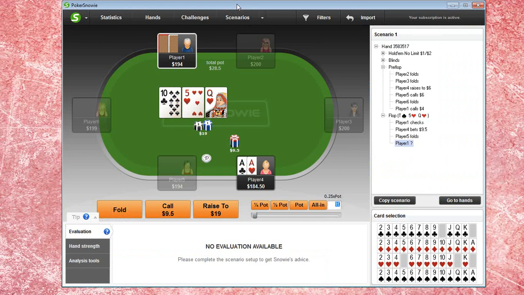But anyway, that's a reason for me to bet bigger here, to deny his draws. But again, we can also get value from somebody who's chasing a draw and then doesn't hit that draw on the turn. So that's another reason to bet this size. He calls, of course.